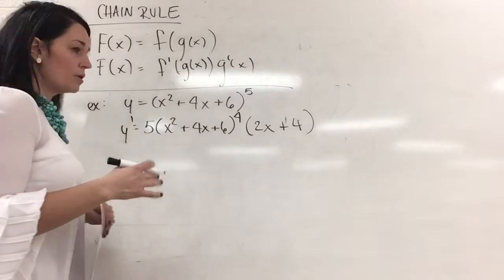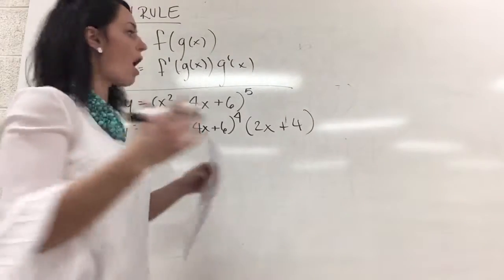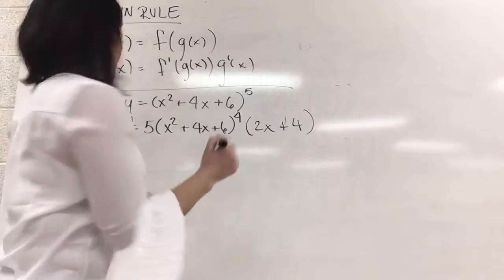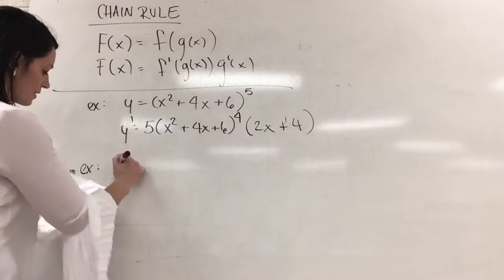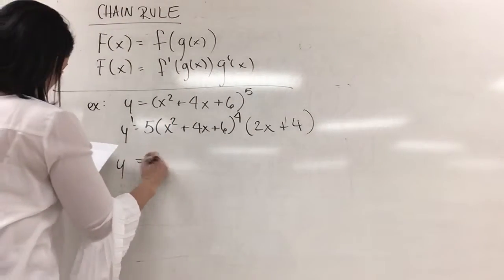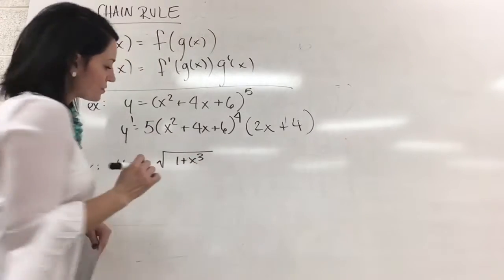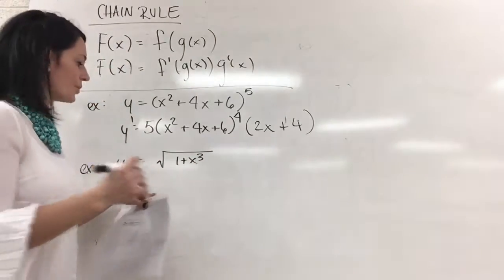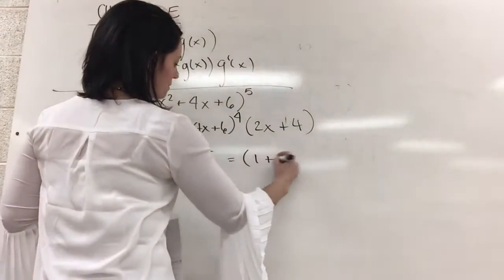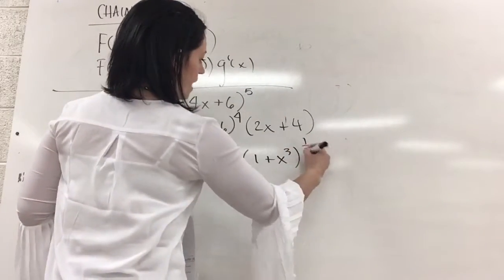So you use chain rule when you have a function inside of a function. Very commonly, you have a function all to the power of something. So let's look at another example that has that exact situation. So this one's a little bit in disguise because it's the square root. But remember, the square root just means all to the power of half.